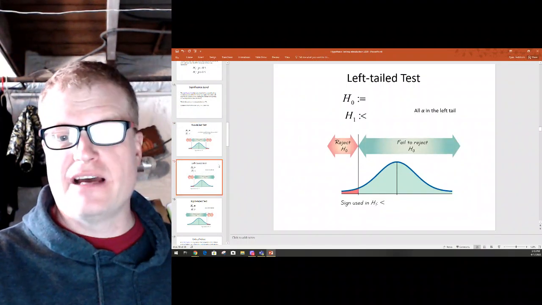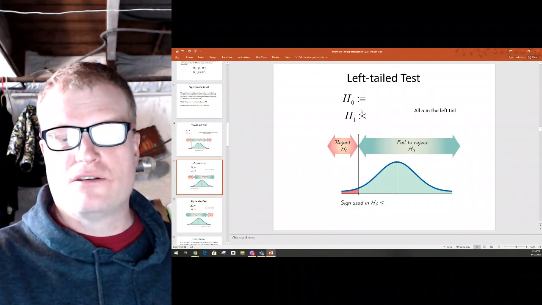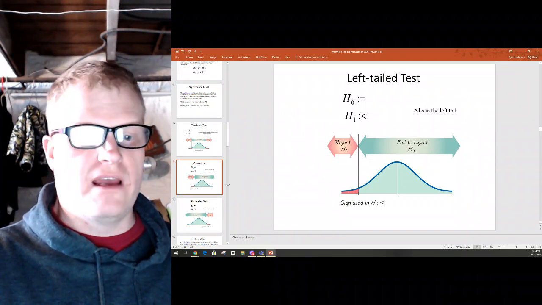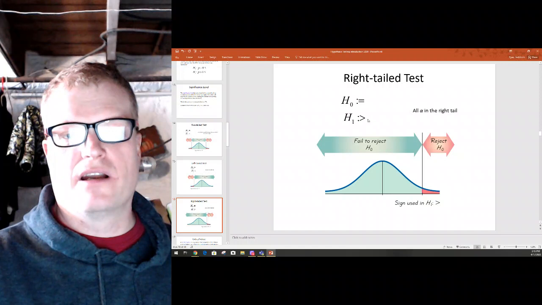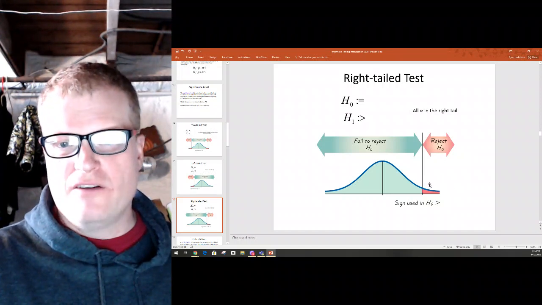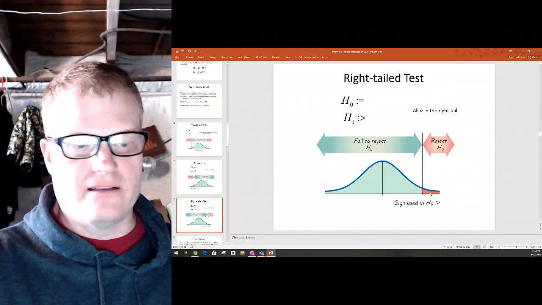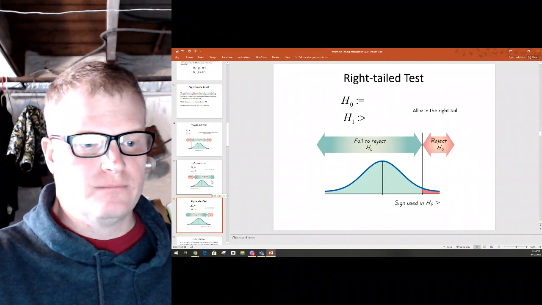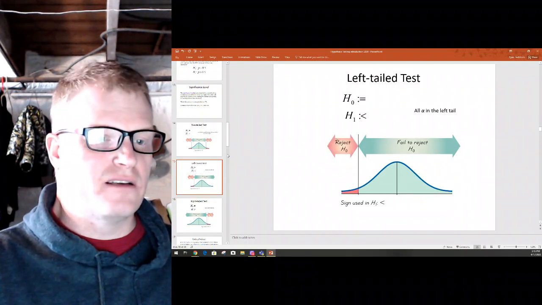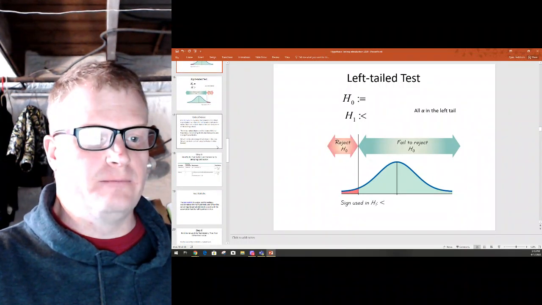In a left tail test, we're going to go to the left here. And in a right tail test, we're going to go to the right. All of your alpha is going to be in the right tail here. Okay? Just like up here, all of your alpha is going to be in the left tail.